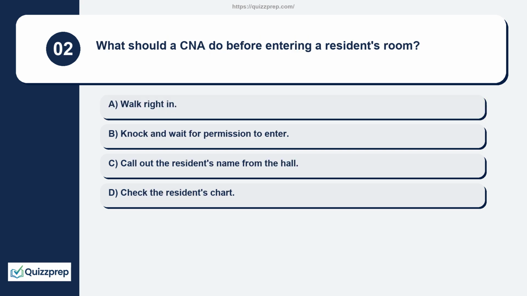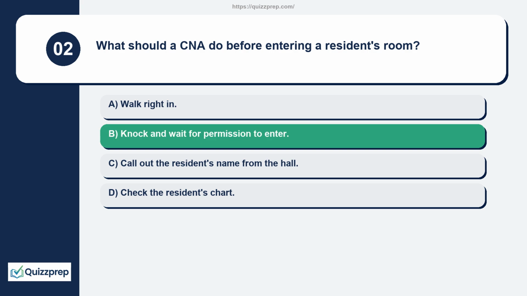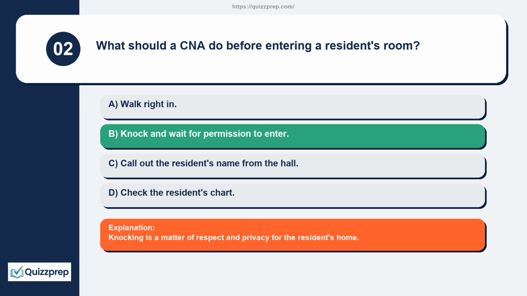Question 2. What should a CNA do before entering a resident's room? Walk right in. Knock and wait for permission to enter. Call out the resident's name from the hall. Check the resident's chart. Knocking is a matter of respect and privacy for the resident's home.